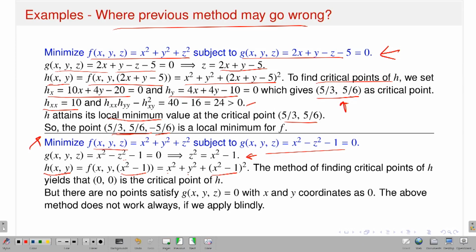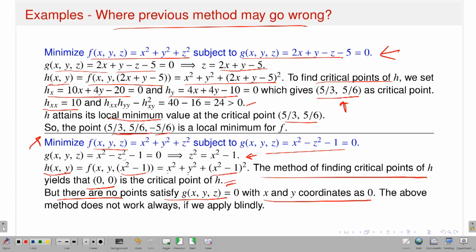Again if I make the partial derivatives h_x equal to 0, h_y equal to 0, then I will have the critical point. The method of finding critical points of h yields that (0, 0) is a critical point. However, it is a critical point of h perfectly all right, but the point is that there are no points satisfying g of x, y, z equal to 0 with x and y coordinates as 0.